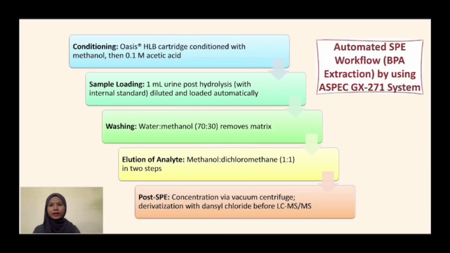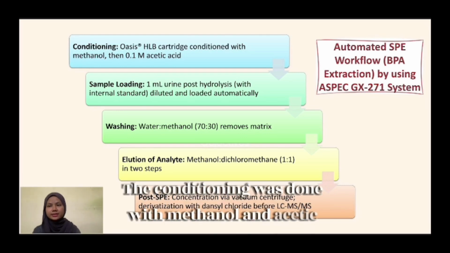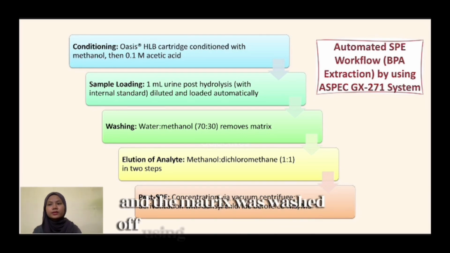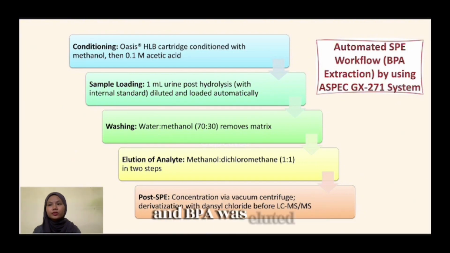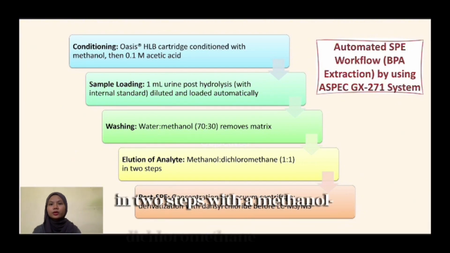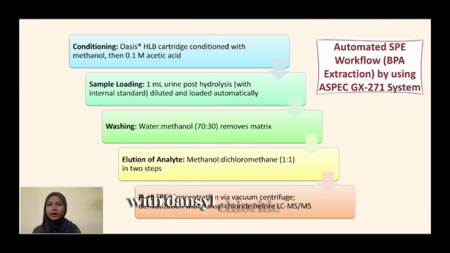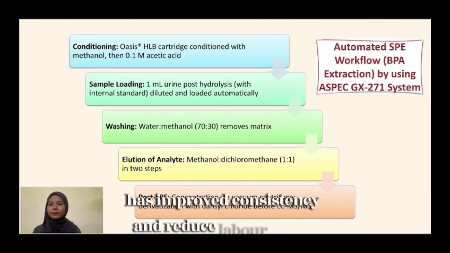Meanwhile, in Journal 2, the extraction of bisphenol A was performed using an automated SPE system. After enzymatic hydrolysis, the urine was diluted and loaded onto an HLB cartridge. The conditioning was done with methanol and acetic acid, and the matrix was washed off using aqueous methanol, and BPA was eluted in 2 steps with a methanol dichloromethane mixture. The eluates were then dried, derivatized with dansyl chloride, and analyzed via LC-MSMS. This automated method has improved consistency and reduced labor work.